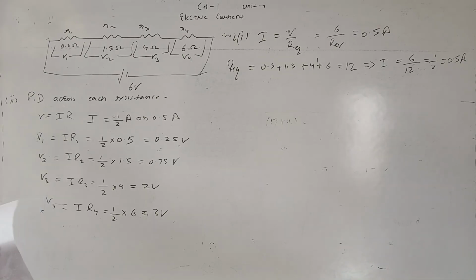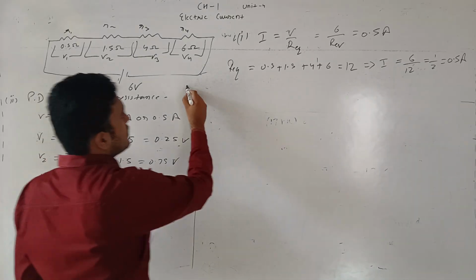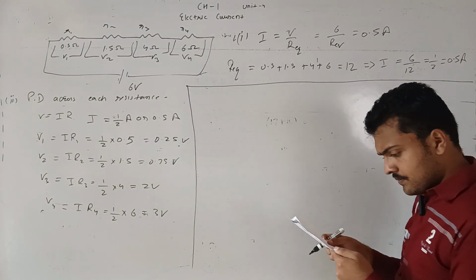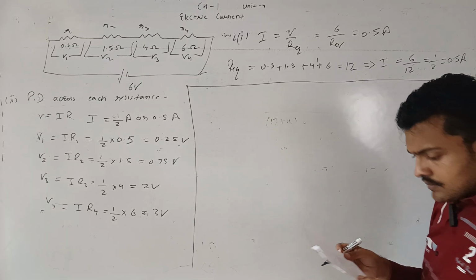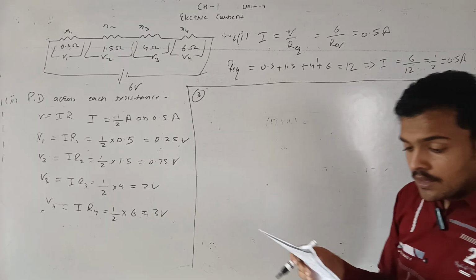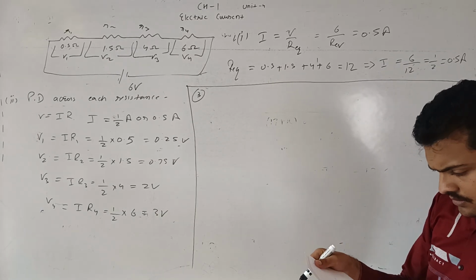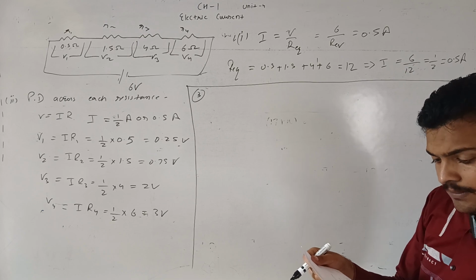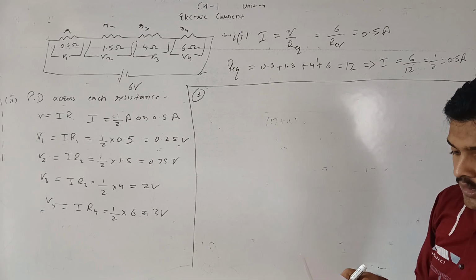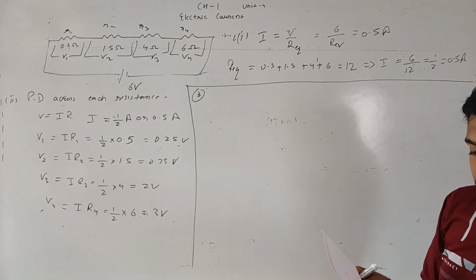Now we'll move to the next question, question number 3. A cell of EMF 1.8 volt is connected to an external resistance of 2 ohm. Find the potential difference across the resistance. Calculate the internal resistance of the cell.